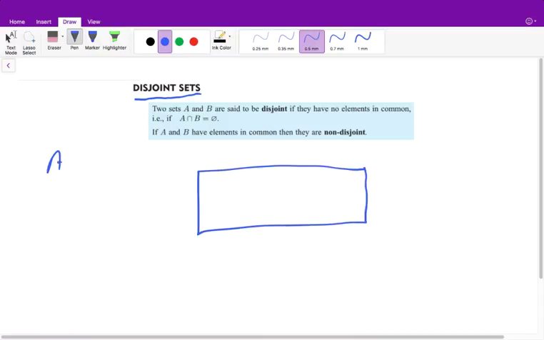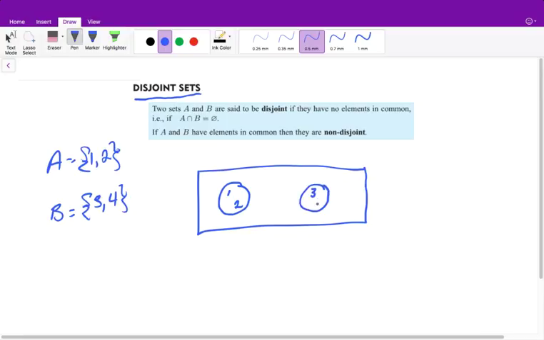If I said that set A is equal to 1 and 2, and I said that set B is equal to 3 and 4, since they do not share any elements, I would have to draw set A here with 1 and 2. And then since they don't overlap at all, I would have to draw set B here with 3 and 4. So if they're disjoint, there's no overlapping, there's no sharing of any elements, and we would say that A intersection B is an empty set.